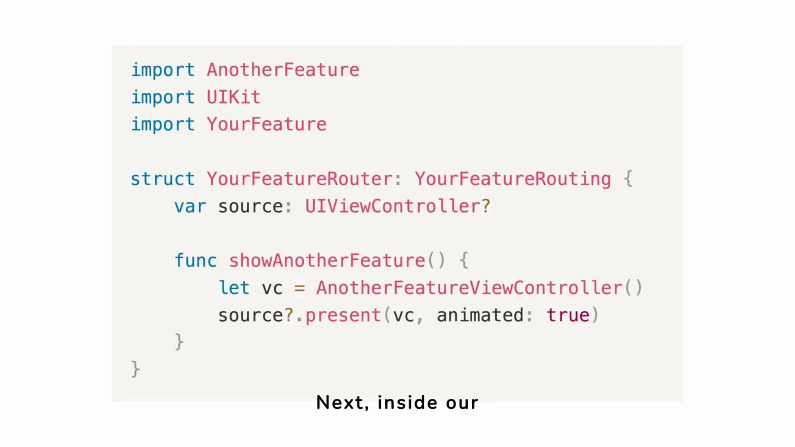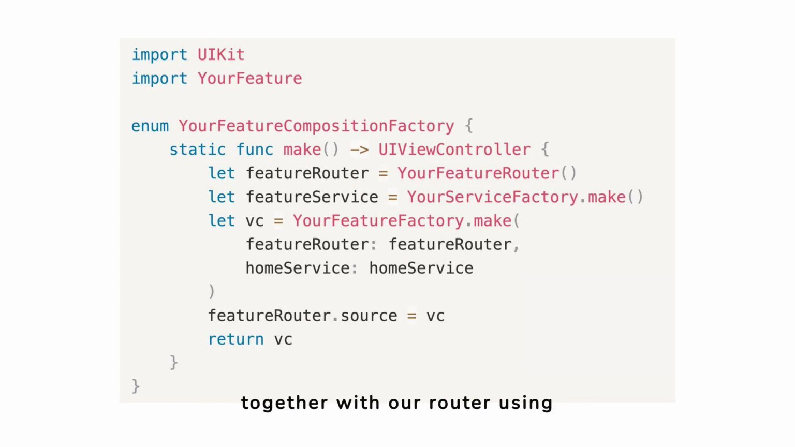Next, inside our composition route in your feature support folder, we will implement the router and conform to this routing protocol. Now we need to compose everything together with our router using the composition factory, and that's it. We inverted the dependency on another feature.